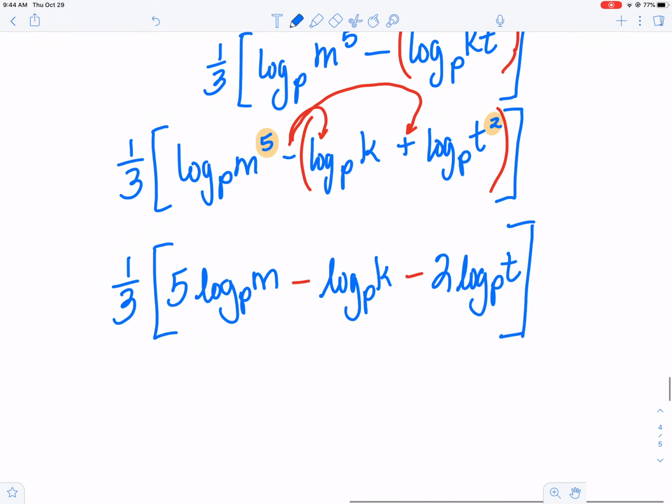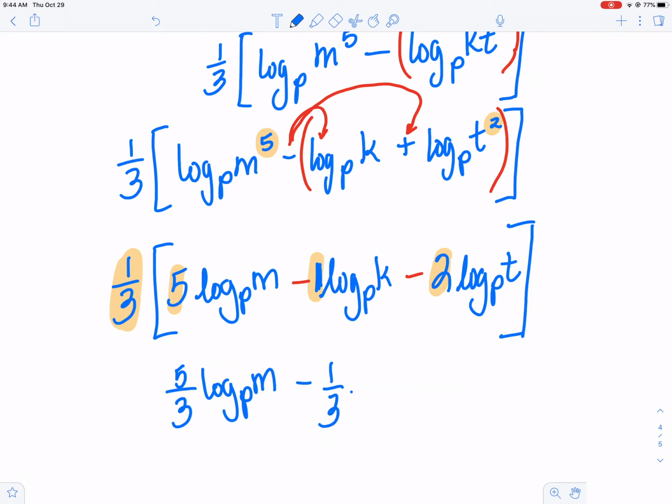Now, I can't leave that 1/3 out there. I can't make that my answer because I can simplify a little bit more. I'm going to distribute my 1/3. So basically, I'm going to be multiplying my 1/3 by each of these numbers here, and that would be considered a 1. So I'm going to have 5/3 here. If that was just a 1 sitting there, I would have negative 1/3 log base p of k. And then the last one, minus 2/3 log base p of t.